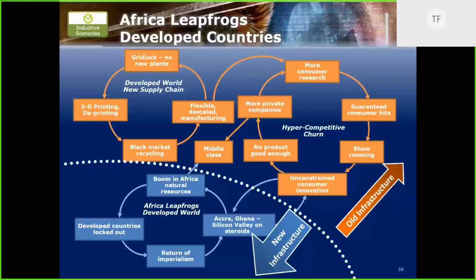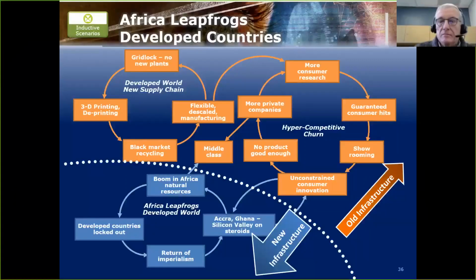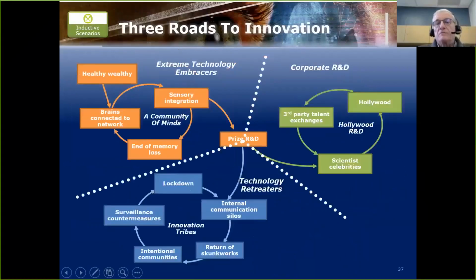Let's go back to number 3. The third scenario. There we go. Is 3 roads to innovation. It's probably the one that's generated the most interest because it talks about how corporate R&D will be functioning.